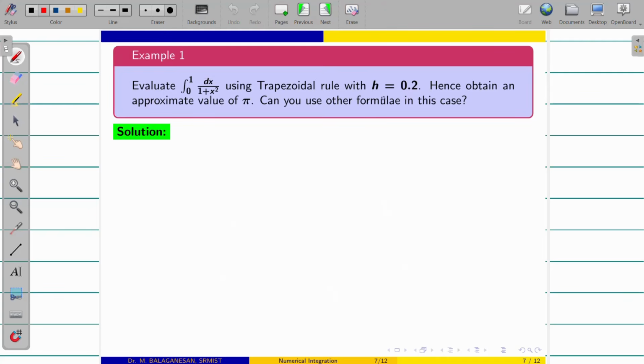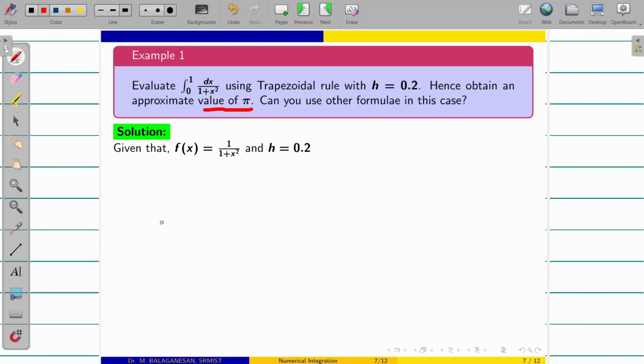This is under the first case. H value directly they have given. You no need to apply the formula for h, h is equal to b minus a divided by m. You no need to find the value of h here because directly they specify. Right. And hence obtain the approximate value of pi. Can you use other formulae in this case? Other formulae means what? Simpson 1/3 and Simpson 3/8. They're asking whether it's possible or not.